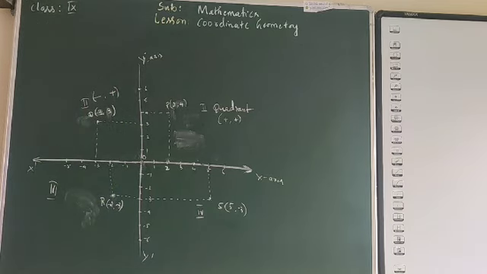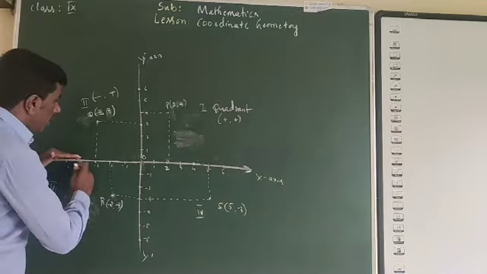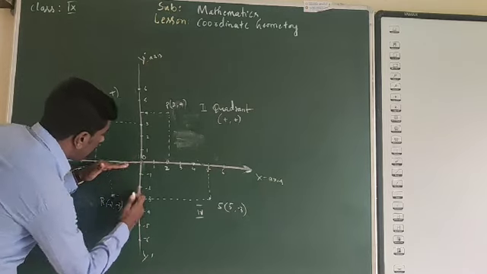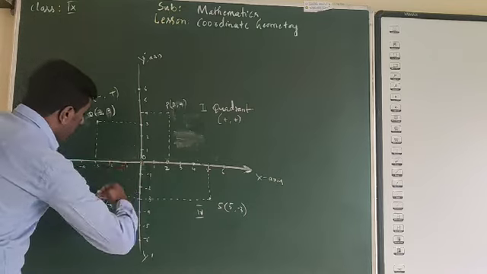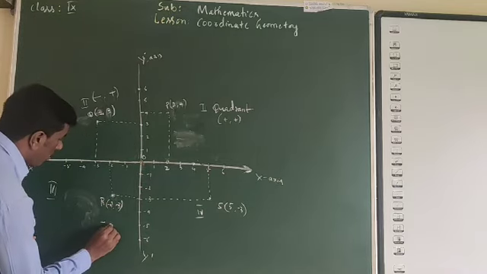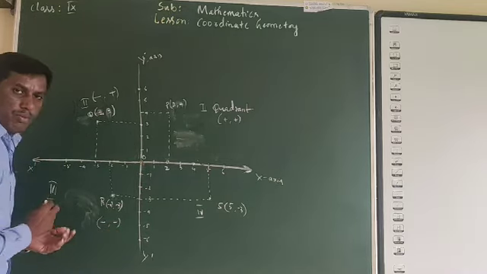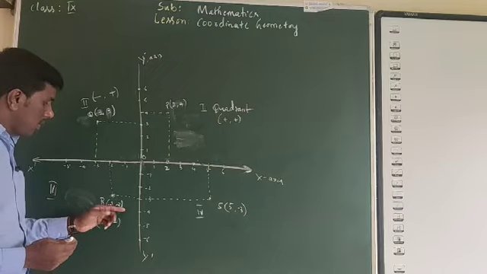Similarly, we can go for the third quadrant. In the third quadrant, you can observe that it will be enclosed between the negative x axis and the negative y axis. Therefore, both will be negative.